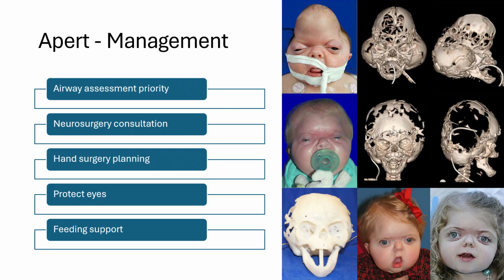to achieve optimal function. Eye protection becomes essential because the prominent eyes and inadequate eyelid closure can lead to corneal damage and vision problems. This might involve artificial tears, protective eyewear, or even surgical procedures to improve eyelid function. Feeding support addresses the complex swallowing and breathing coordination problems that can make nutrition challenging for these babies.